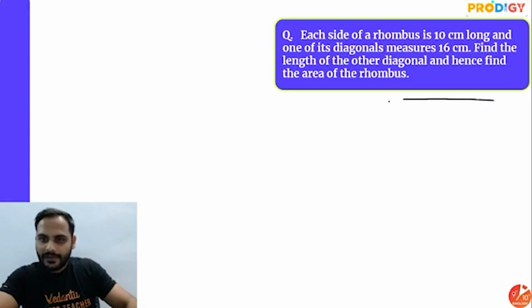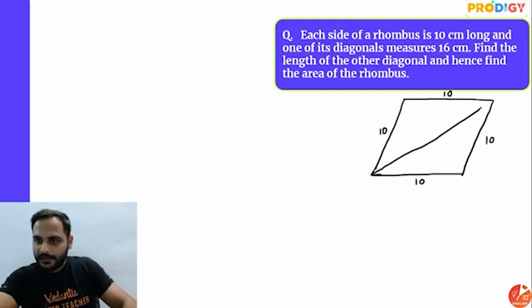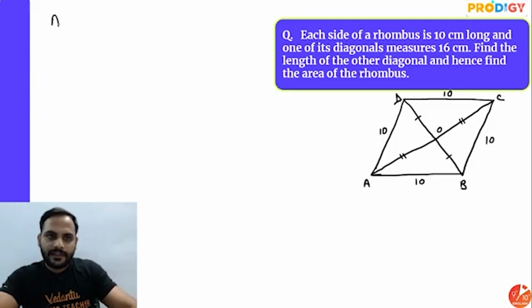So here we have this rhombus, and each side is given as 10 centimeters. Let's say the diagonal over here is 16 centimeters long and the other diagonal we don't know. We know diagonals bisect each other, so this and this will be equal. Let's say this is point O, and the vertices are A, B, C, D. Since diagonals bisect each other, let's say AC is equal to 16.